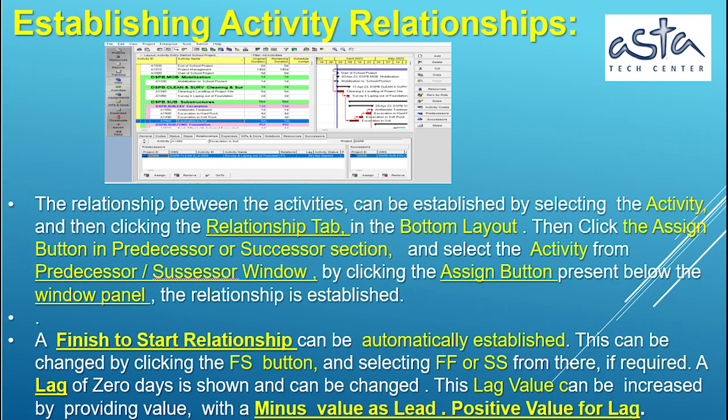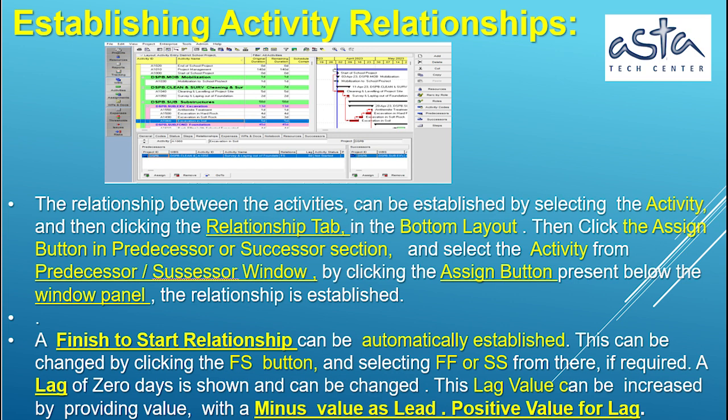Establishing activity relationships. The relationship between the activities can be established by selecting the activity and then clicking the Relationships tab in the bottom layout. Click the Assign button in the Predecessor or Successor section and select the activity from the predecessor or successor window by clicking the Assign button present below the window panel. A finish to start relationship is automatically established.